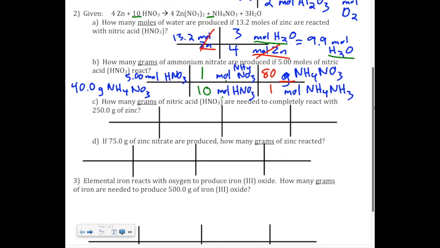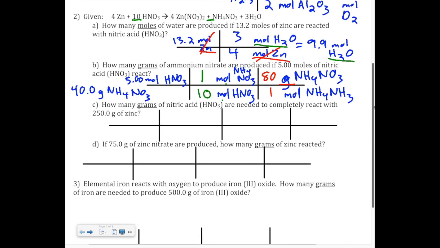Moving down. Actually, I still need that equation, so I'm going to leave that right there. How many grams of nitric acid are needed to completely react with 250 grams of zinc? So, start with what you know, 250 grams of zinc, and change grams of zinc to moles of zinc. So let's go ahead and fill in the numbers.